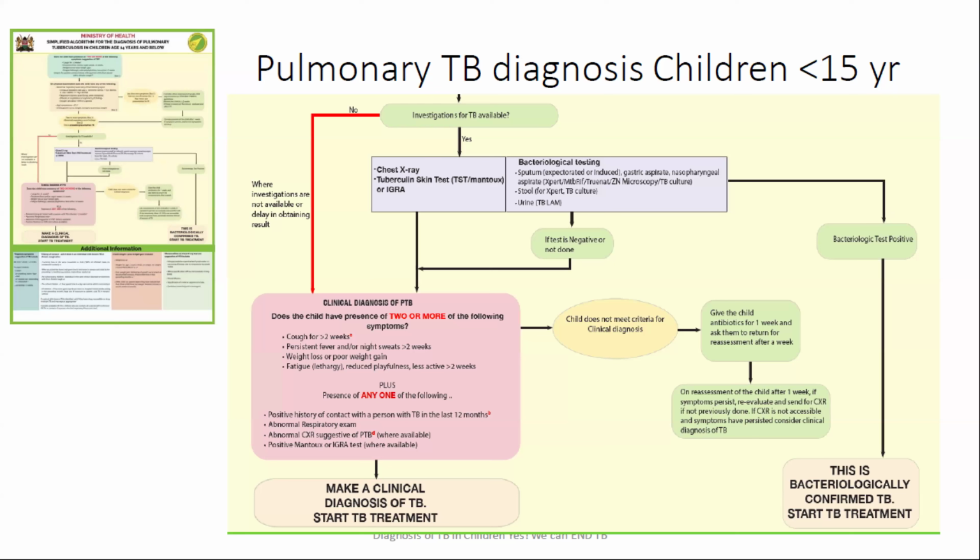So following on the algorithm, you can either have investigations available. So usually that is at least a chest X-ray. Rarely these days do we have the tuberculin skin test available. And then of course, get all means of getting that microbiological diagnosis and confirming it. You know, it is always good to do that.